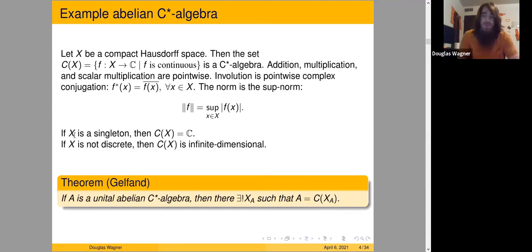So when we're looking at it, we're really doing topology. These abelian C-star algebras are very well understood, since it's just topology, which makes them very useful for understanding non-abelian ones, which we could call non-commutative topology.